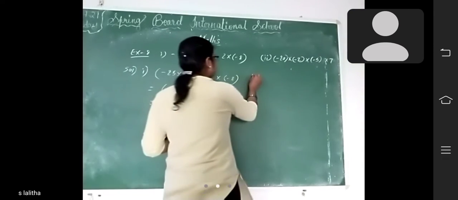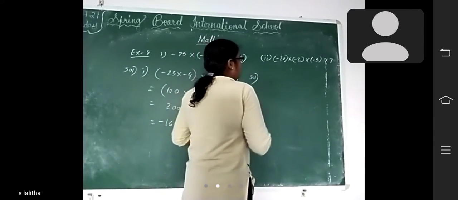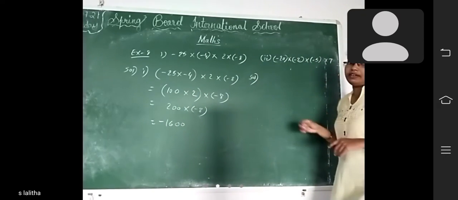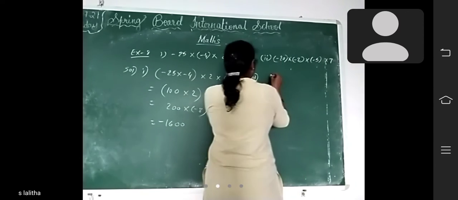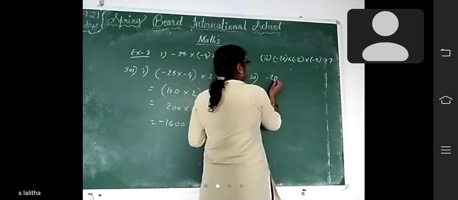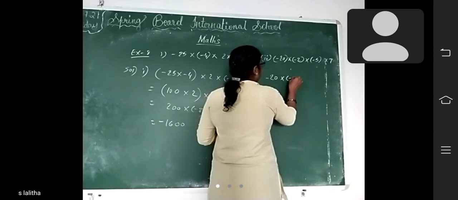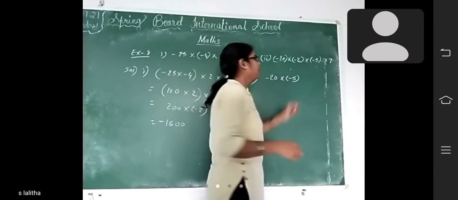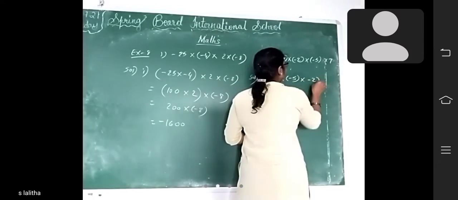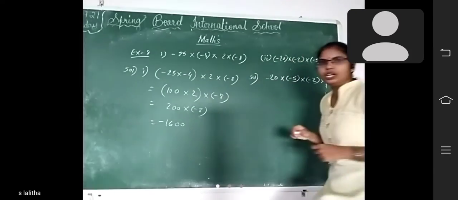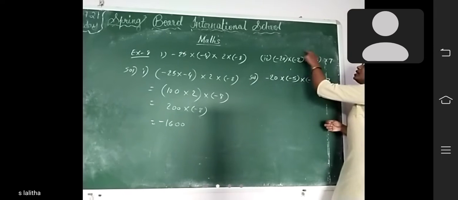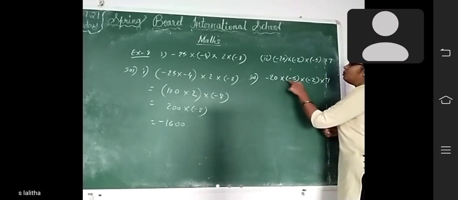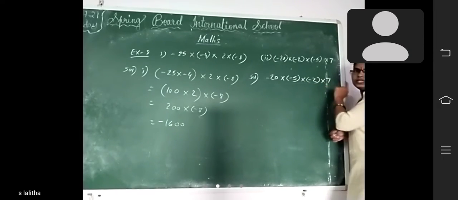Okay. Next, the second one, see children. Minus 20 into minus 2 into minus 5 into 7. So minus 20 into minus 1 writing here, and now I am exchanging these numbers, okay, into minus 2 into 7. Can we write like that, children? We just have to interchange the numbers, only the order is changed. So minus 20 into minus 5 into minus 2 into 7.